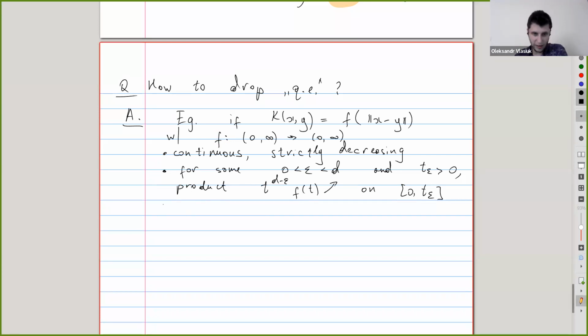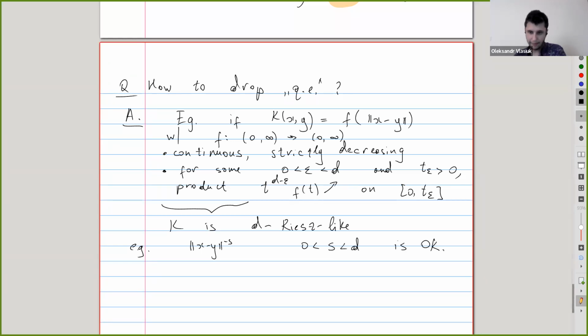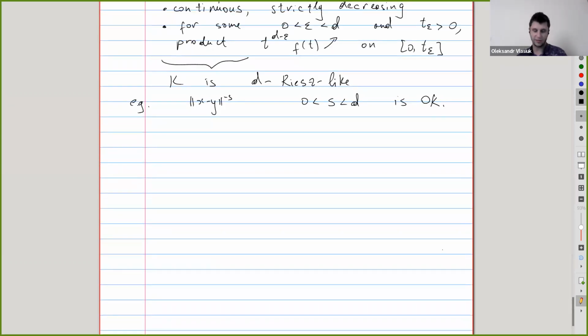And so we call such a kernel, so this is the definition, d-Riesz-like. This is just a way to slightly generalize kernels of the form, for instance, anything of the form |x minus y| to the negative s with s in this range is okay. So another exercise: what other kernels work? What else can you come up with? Okay, and here's a theorem.